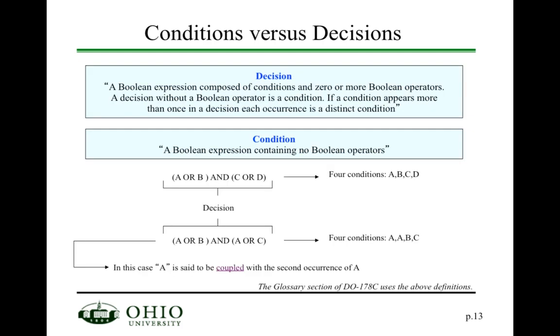A decision is really a Boolean expression composed of conditions and zero or more Boolean operators. In this particular case, this is one decision, but it has 4 conditions: A, B, C, and D. The second example is again one decision with 4 conditions: A, B, A, C. Now you say, isn't that 3, A, B, and C? Well, you have to treat the A in the first portion differently from the A in the second portion. So there are really 4 conditions. Of course, these two are referred to as coupled conditions.